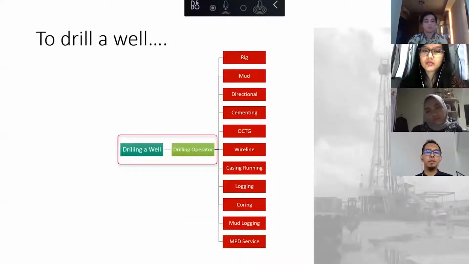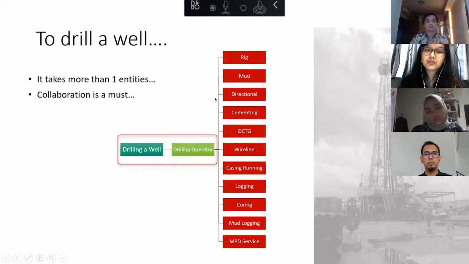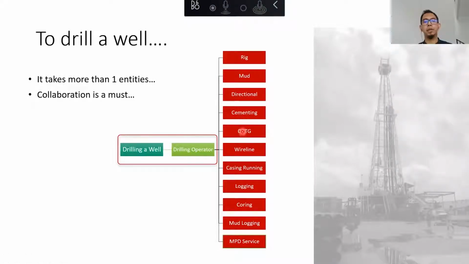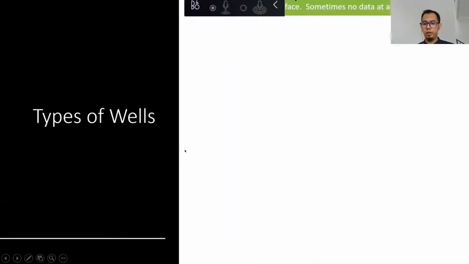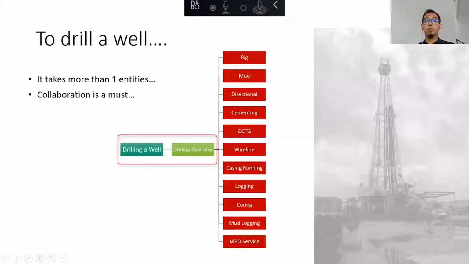To drill a well, in this schematic you see that the drilling operator will be responsible for providing the rig, mud, directional drilling, cementing, casing, wireline, all of the services that they think are required to attain all the data correctly. However, it takes more than one entity to drill a well, so collaboration is a must and mandatory.